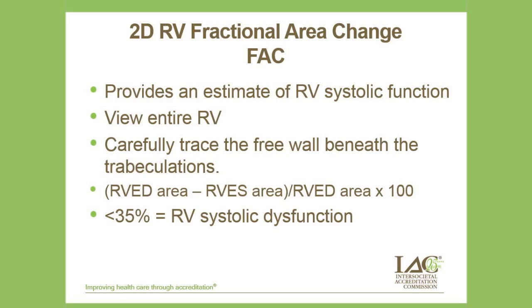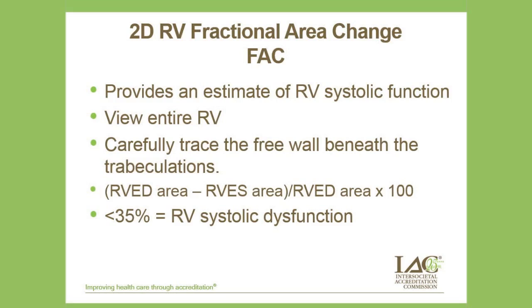And this is done from a 2D approach. We pretty much get right over the right ventricle, making sure that we can view the entire right ventricle, and we carefully trace the right ventricular free wall, drawing through any trabeculations. So you wouldn't want to draw around the trabeculations. You would want to draw through them, much like what we do when we're doing a trace for an EF on the left side of the heart.